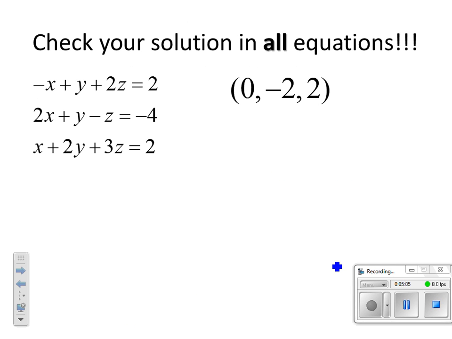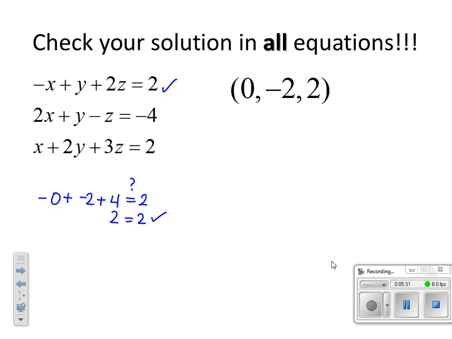Now I checked it in the first equation because that's where I came up with the 0, so I already know that it works there, but I'm just going to show all my steps here so you can see that I am checking. So I'm going to plug 0, negative 2, and 2 into the top equation and see if that equals 2. 0 minus 2 plus 2 is 2, so 2 equals 2. So it does work in the first equation, which I already knew it was going to.